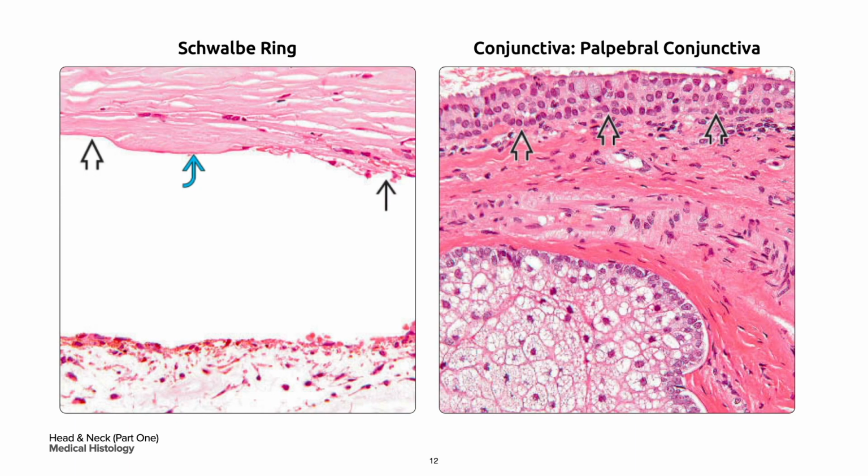On your left is the Schwalbe ring, identifying the termination, in the curved blue arrow, of the Descemet membrane in the bold black arrow peripherally. The trabecular meshwork in the black single arrow begins immediately beyond the Schwalbe ring.